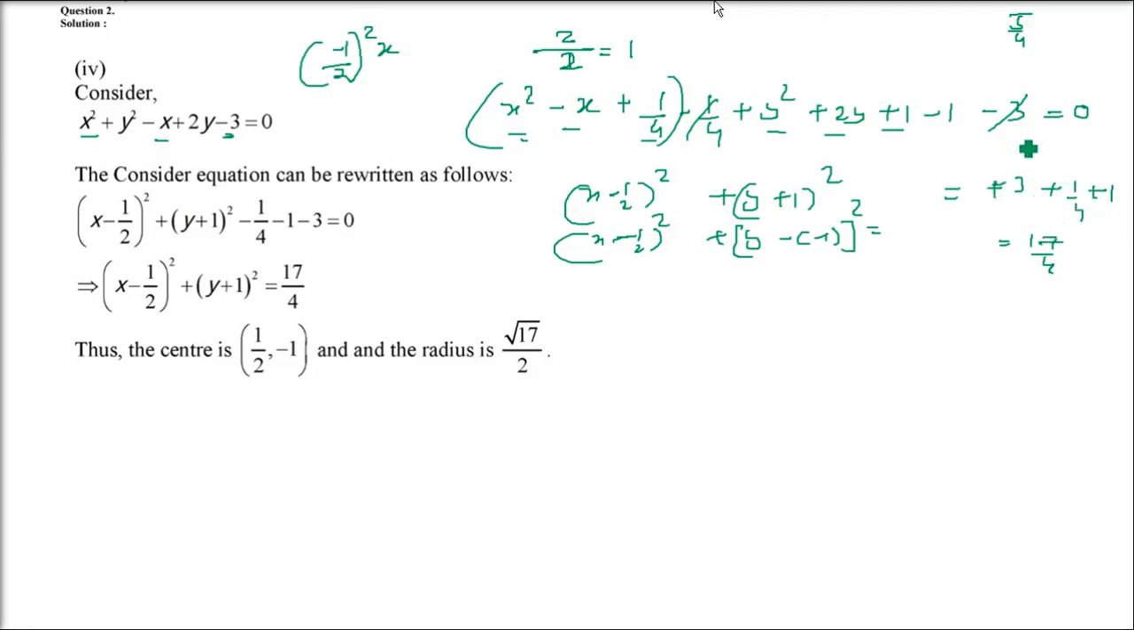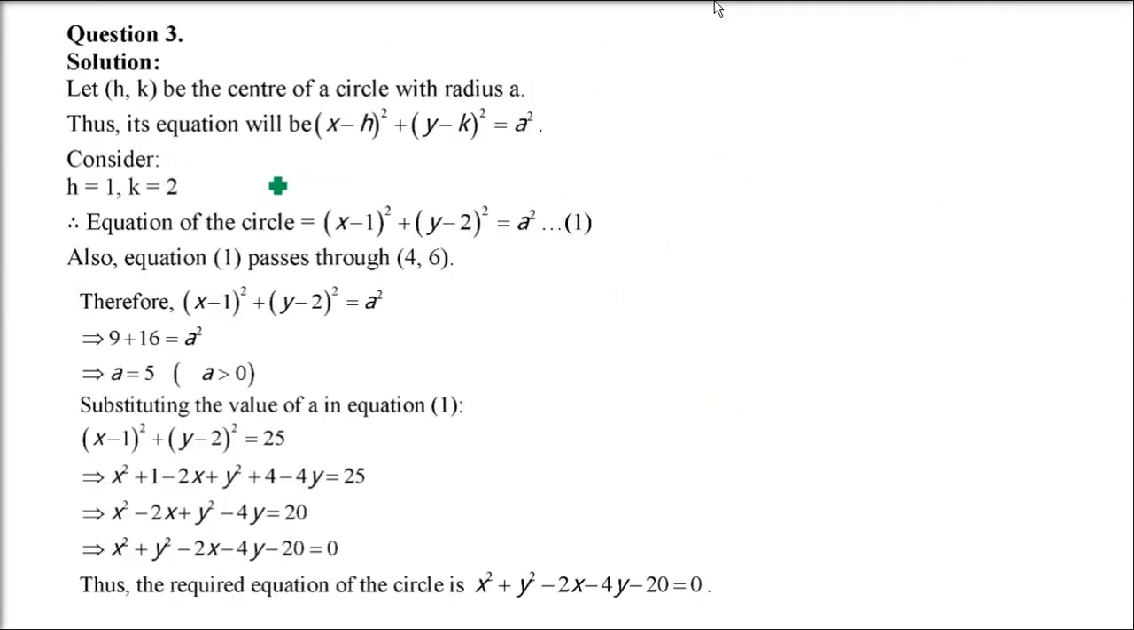So write it as this: plus 3, 5 plus 12 by 4, 17 by 4. So here you have 17 by 4. This is minus, h is minus half, k is minus 1, and r is under root 17 by 4. You can write it as 2 square if you want to take an under root, so it will be under root 17 by 2. This is the radius.